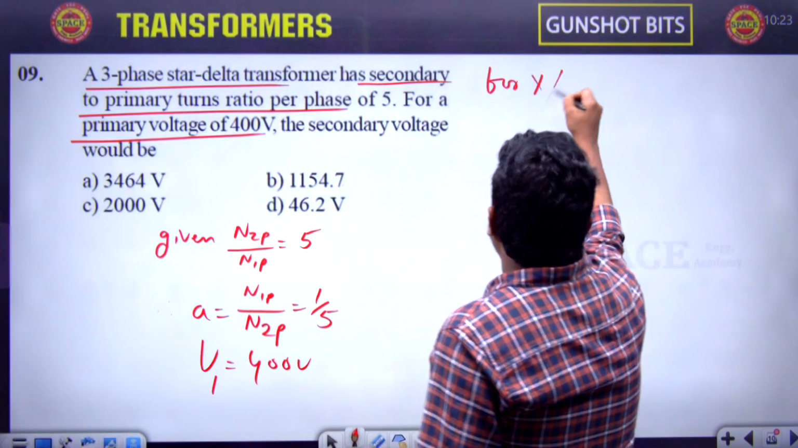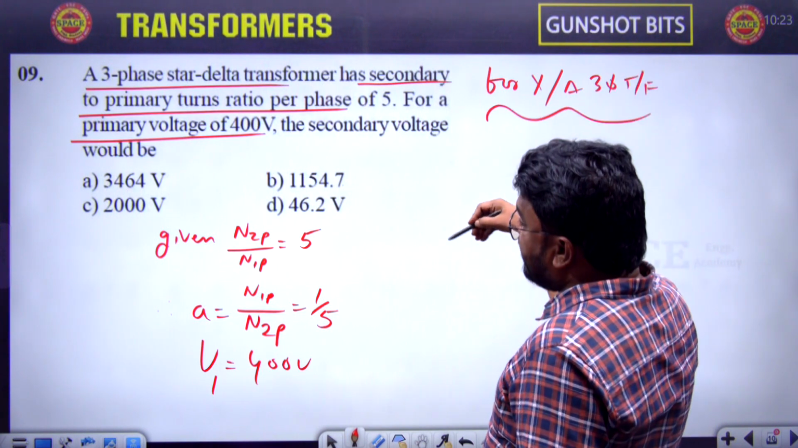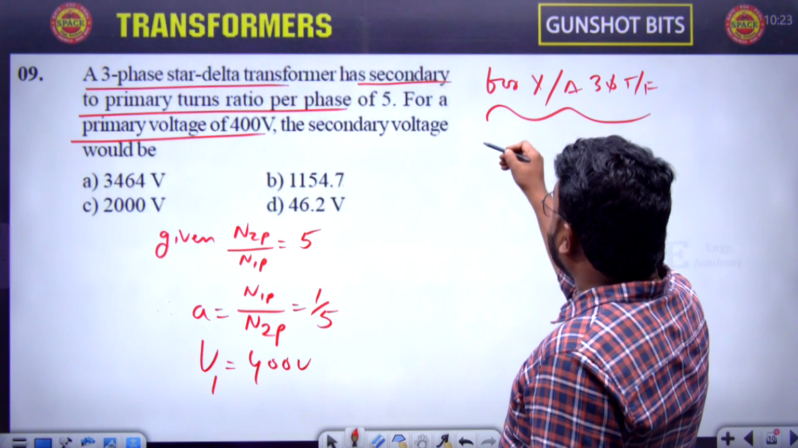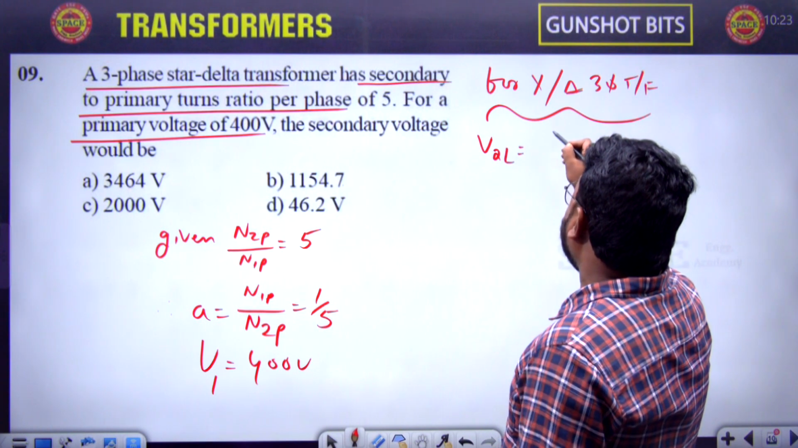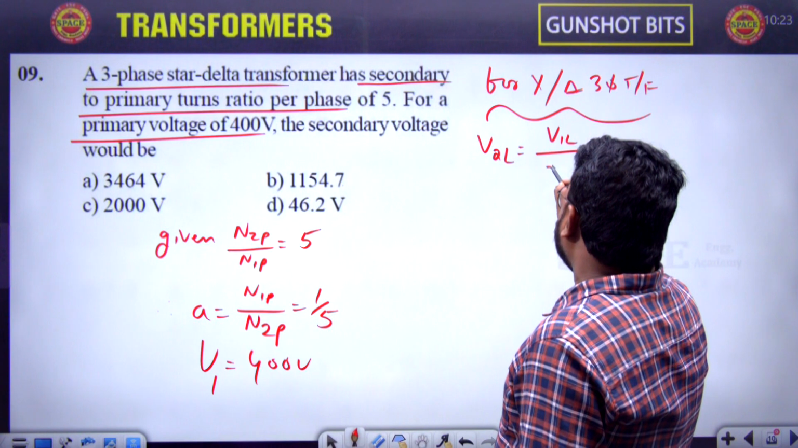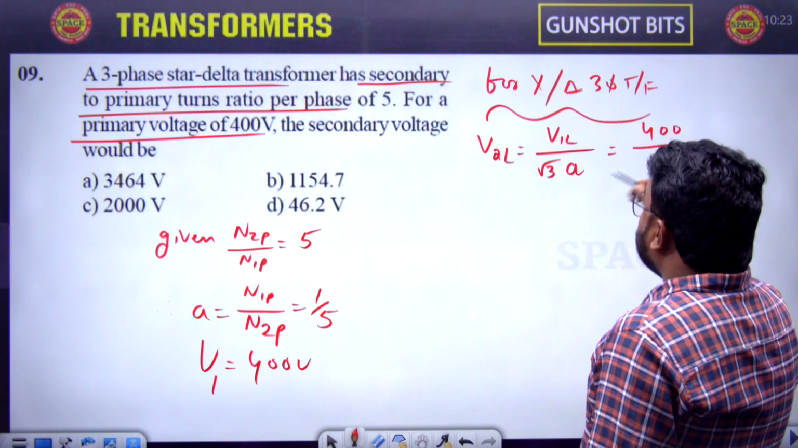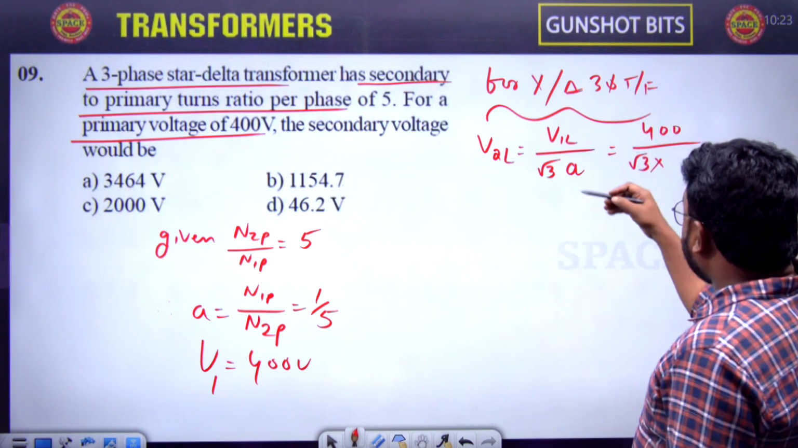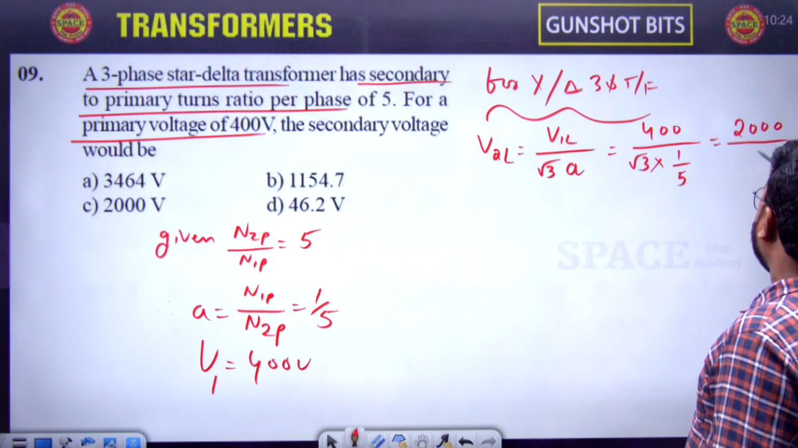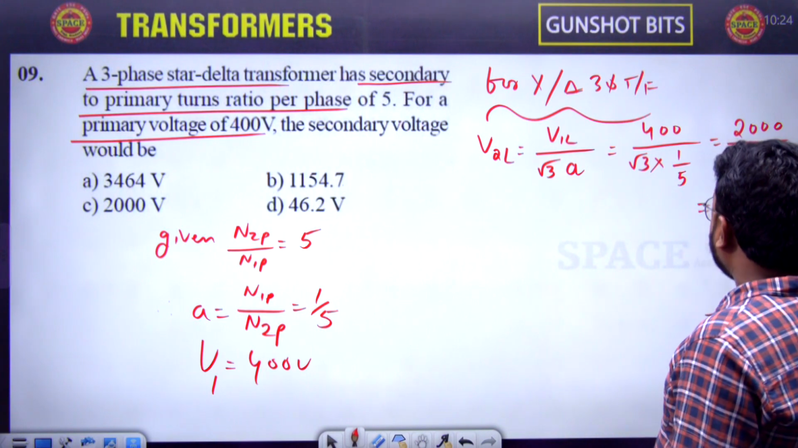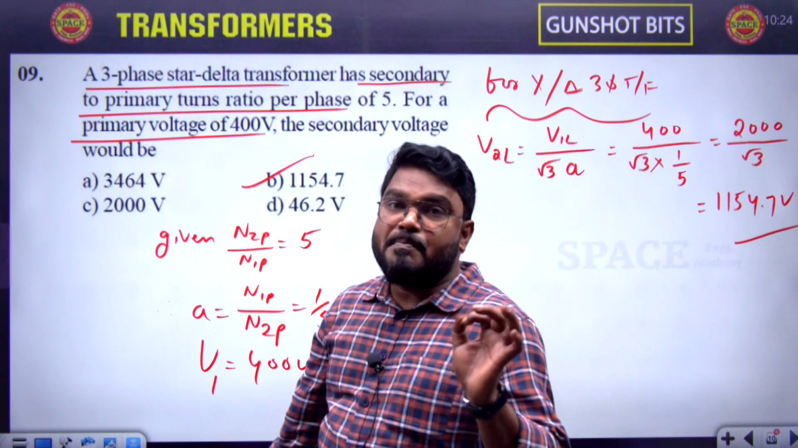So for a star delta 3 phase transformer, how do we calculate the secondary voltage? Here, V2L is equal to V1L divided by root 3, divided by root 3 times A. So V1L is equal to 400, divided by root 3, multiplied by 1 by 5. So 1 by 5 gives 2000 divided by root 3, and 2000 divided by root 3 is equal to 1154.7 volts. So the answer is option B, which is correct.